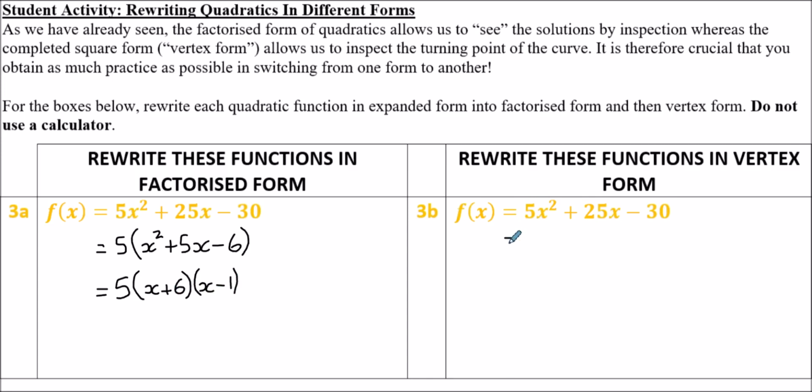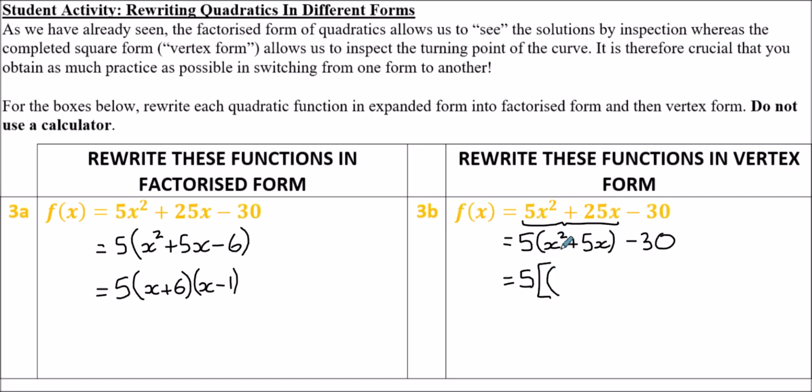Do similar for writing it in vertex form, but we only need to factorise out the 5 from these bits here. We can leave this constant term on its own when we're completing the square. So if we write this as 5 brackets x squared plus 5x first, and leave that -30 on its own, we can now complete the square on this x squared plus 5x. I'm going to put this in bigger squared brackets, because we're going to have brackets inside brackets, which can be slightly confusing.